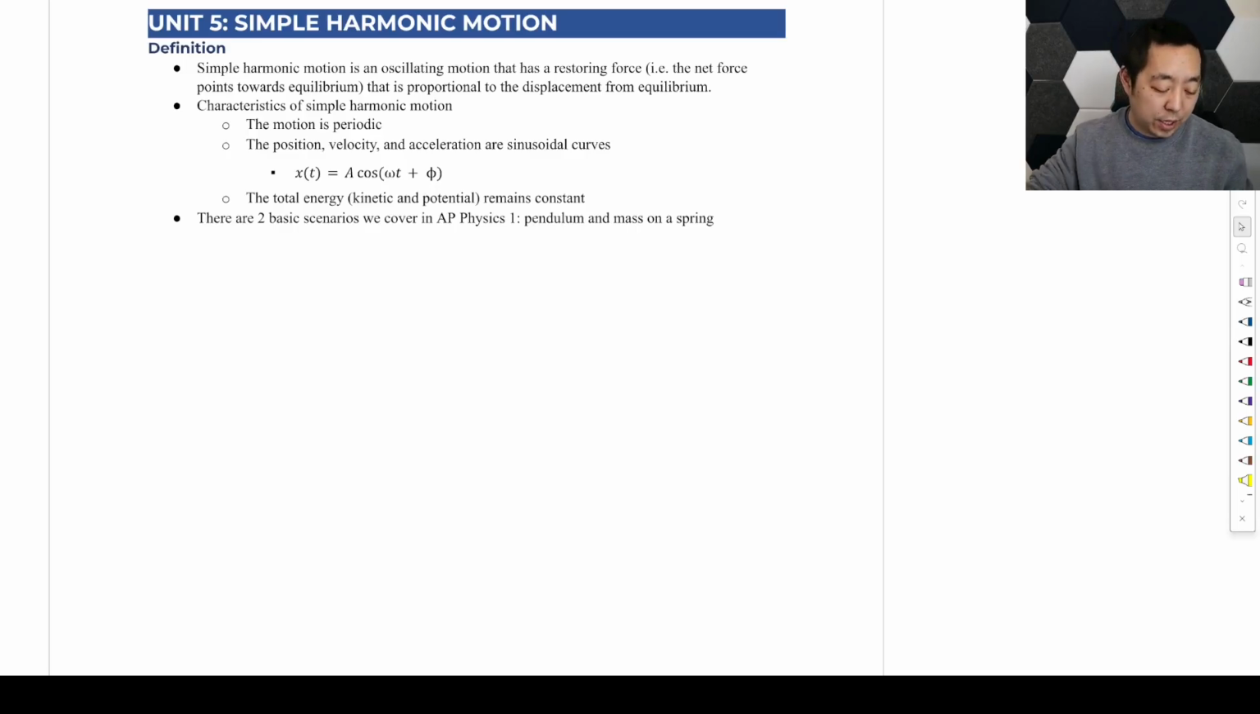All right, so let's take a look at simple harmonic motion. Now, normally in AP Physics 1, we cover rotation first, but I think harmonic motion is closely tied to energy that I like to cover that before we do the rotation topics.